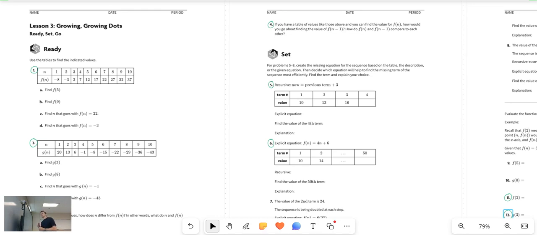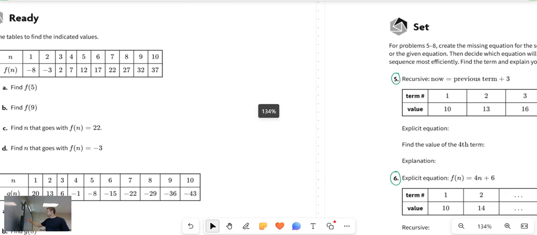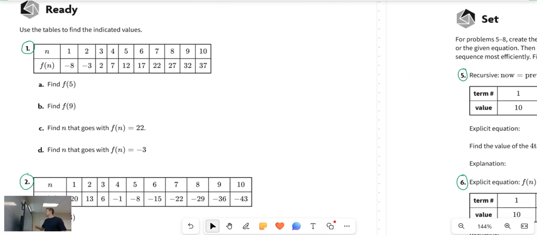Okay, this is the helper video for lesson 3, growing dots. So we're going to start off with the retrieval, so the ready. Use the tables to find the indicated value. So we're going to zoom in real quick.